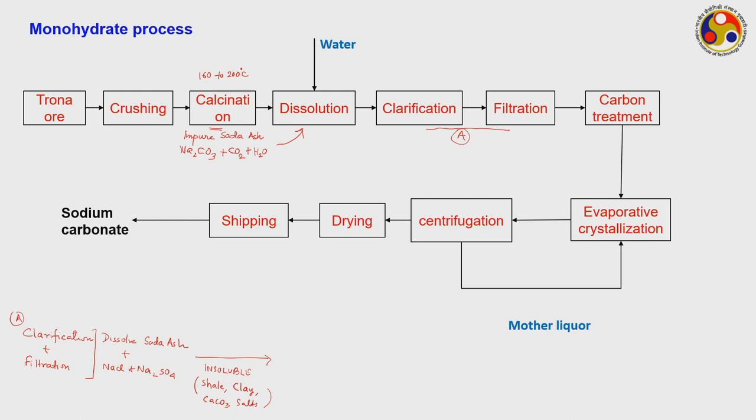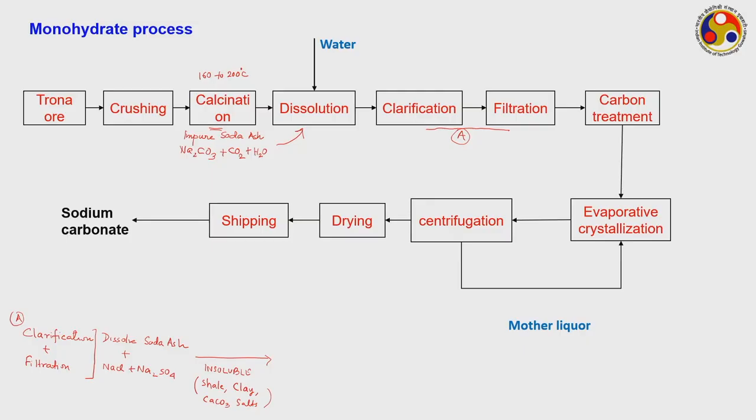First clarification: you dissolve this, then separation, then filtration. Then you go for carbon treatment. Why am I telling carbon treatment? Because you have applied calcination, there may be some carbon particles also. So, you add activated carbon, and you remove the soluble organic compounds.